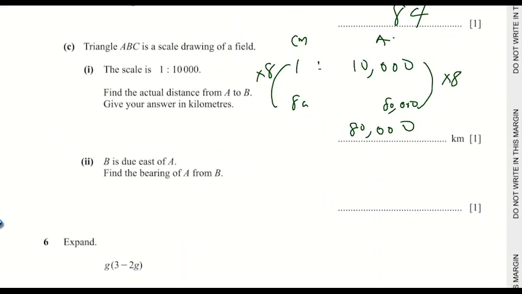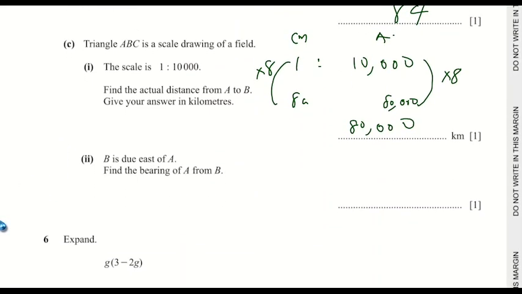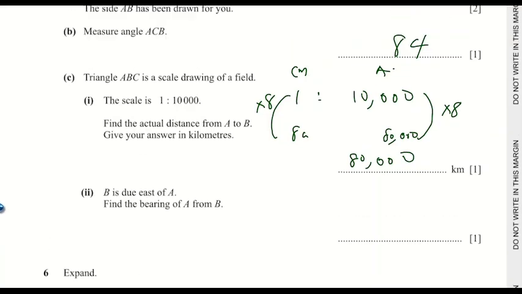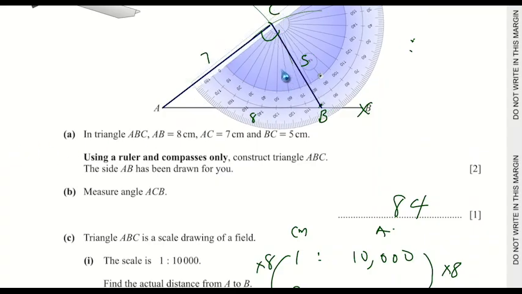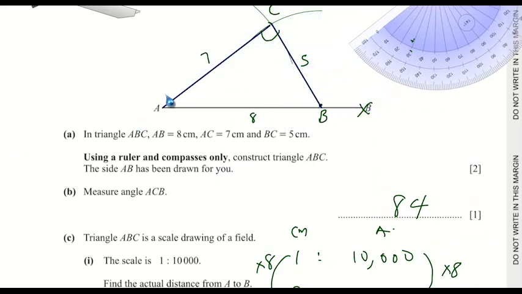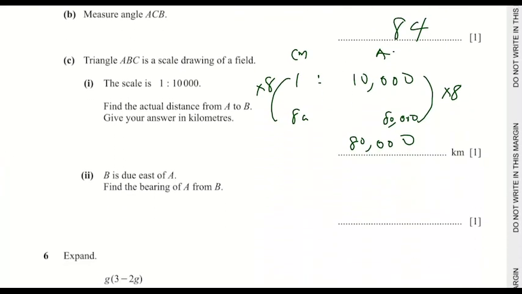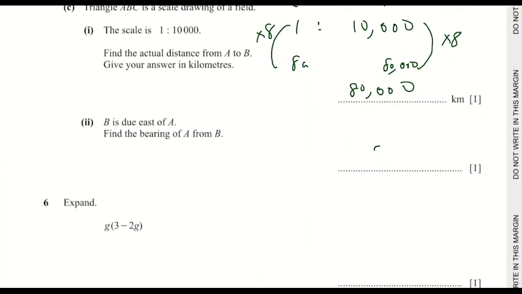Roman figure 2. B is due east of A. Find the bearing of A from B. So what you need to do, from here, you can just draw a line like this. The bearing of A from B will be from here up to this place, and this is 270 degrees. So it will be 270 degrees.